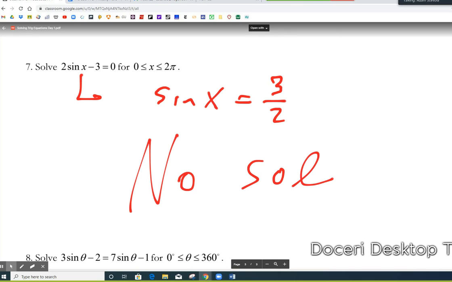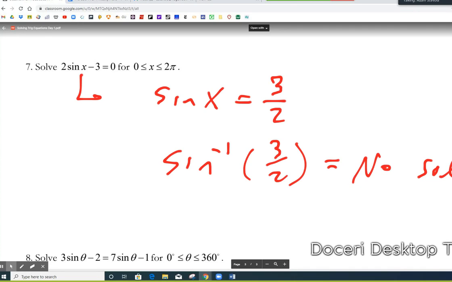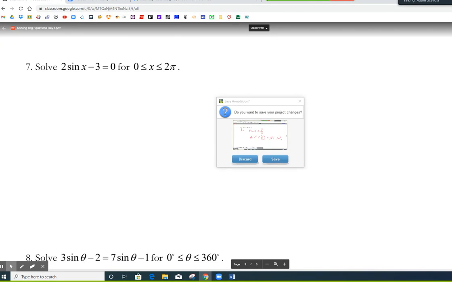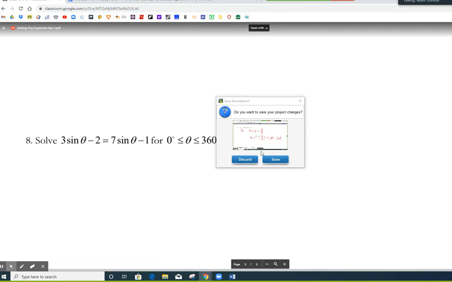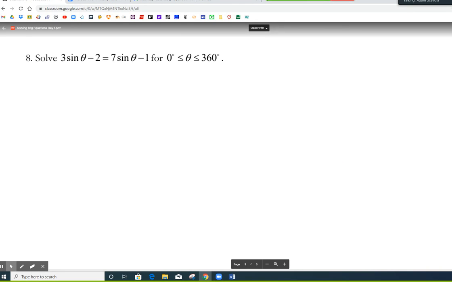And if you did this on the calculator, the sine inverse of 3 over 2, it would tell you that there's no solution because it's not in the range. So be mindful of that. If you get sine of x or cosine of x equals something bigger than 1 or less than -1, it doesn't work. All right, and then we might as well finish this off here.